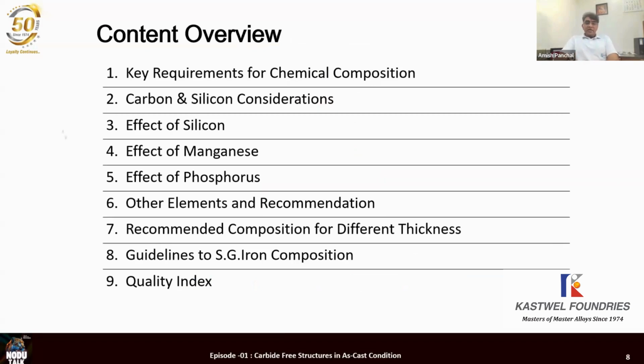Dr. Basutkar, in today's episode, is going to touch upon the following contents: key requirements of chemical composition, carbon and silicon considerations, effect of silicon, effect of manganese, effect of phosphorus, other elements and recommended levels, recommended composition for different thickness of SGIN castings, general guidelines for SGIN composition, and if time permits, quality index.